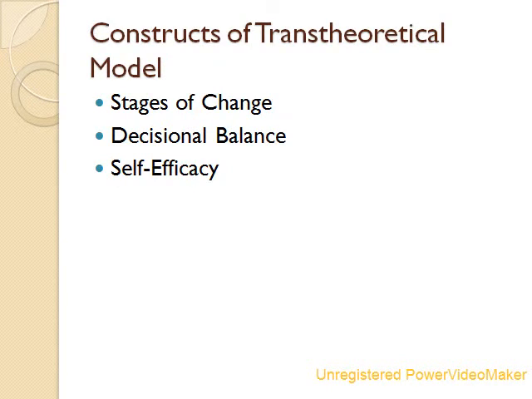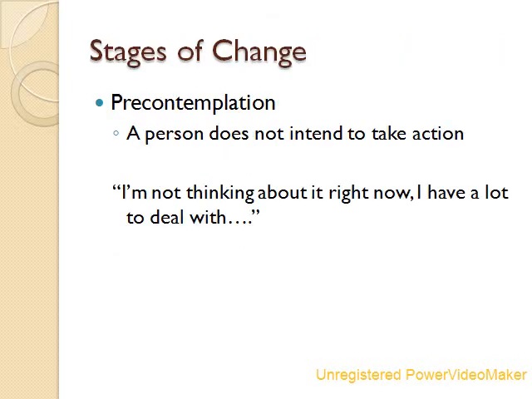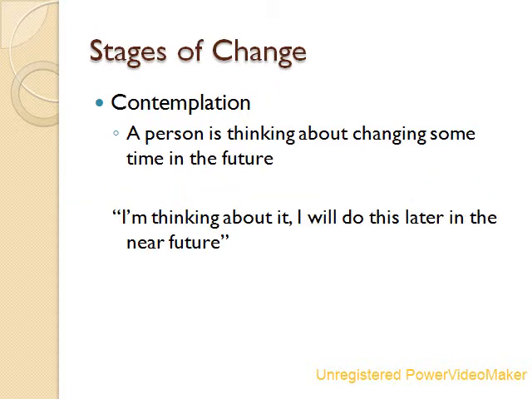The construct of the Transtheoretical Model consists of the stages of change, decisional balance, and self-efficacy. First, I will begin with the stages of change. It consists of pre-contemplation, contemplation, preparation, action, maintenance, and termination. Stage 1, pre-contemplation. In this stage, a person does not intend to take action. Simply put, this person has no desire to act. This could be due to not being aware of the issue or lacking the motivation.